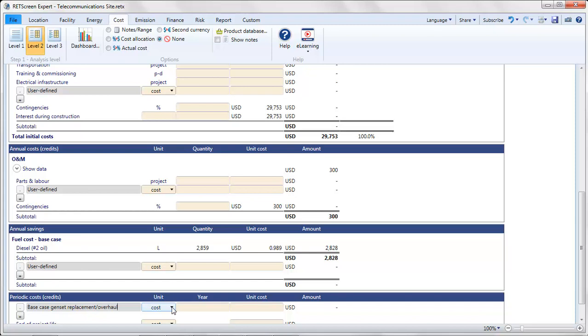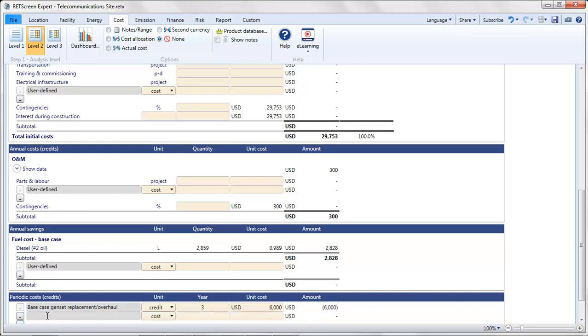And this is a credit, right? From the perspective of the proposed case, this is a credit. We're looking for the incremental costs of the proposed case versus the base case. So this is a base case cost, it's a credit. And we're going to assume that every 3 years, so that's roughly 25,000 hours, we will have to pay $6,000 US for this.